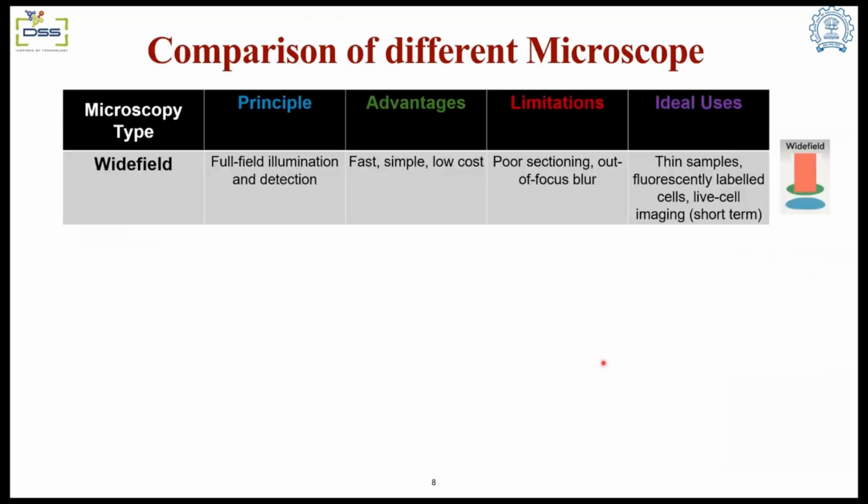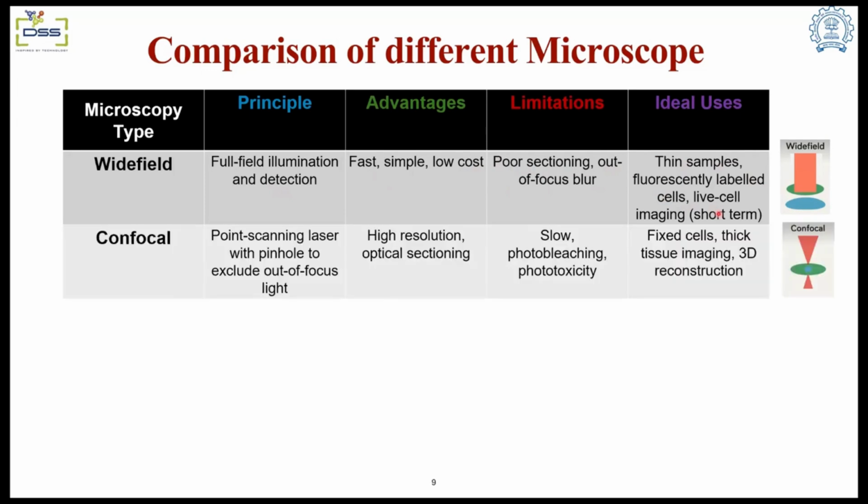Let's compare these microscopes. Here is a wide field microscope. The working principle is full field illumination and detection. The advantage is that it is fast, simple and low cost. But it gives poor sectioning and out of focus light. Which kind of material can we use? Thin samples, fluorescently labeled cells, or live cell imaging, but only for a short time.